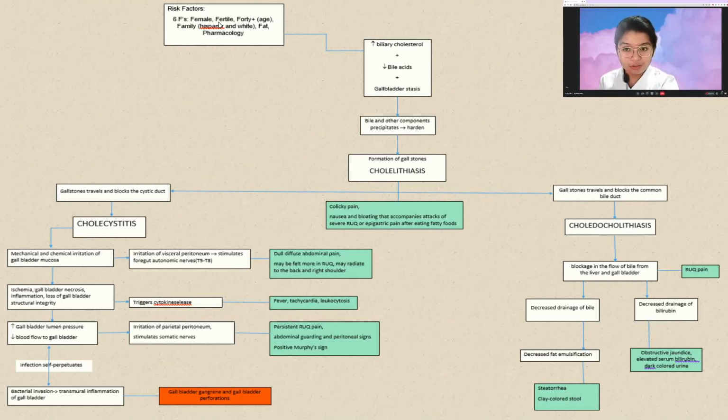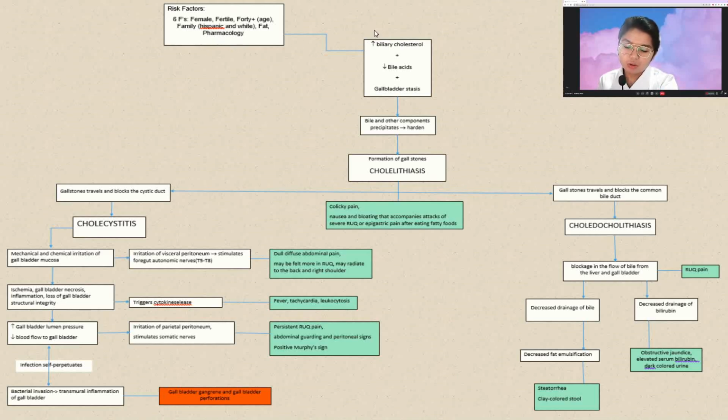You have to be female, fertile, 40 plus, meaning advanced in age, family, because there are heredofamilial instances that this could be passed on genetically, especially if you're Hispanic and white. Fat, if you are obese, and pharmacology. The 6 F's used to include fair, but since that is included in family, since it's Hispanic and white, in newer journal articles, this last F is considered as pharmacology.